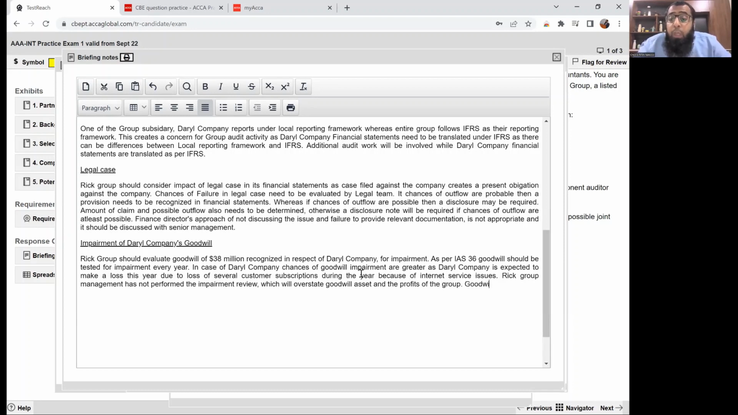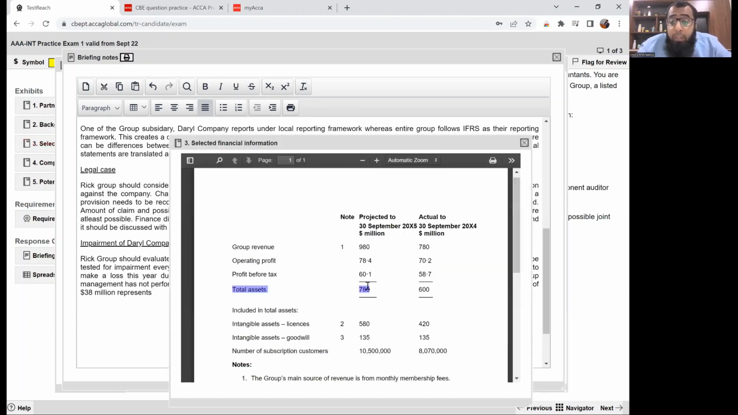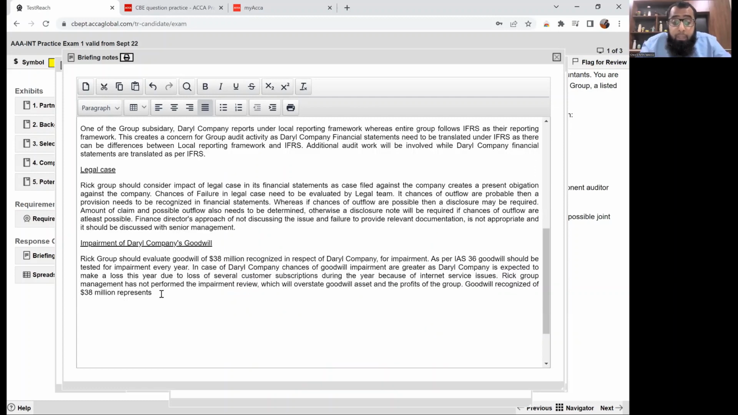Okay, goodwill recognized of $38 million represents how much? The total assets of the group are 780. So 38 divided by 780 is 4.8%. It represents 4.8% of group assets, therefore material to the financial statements.